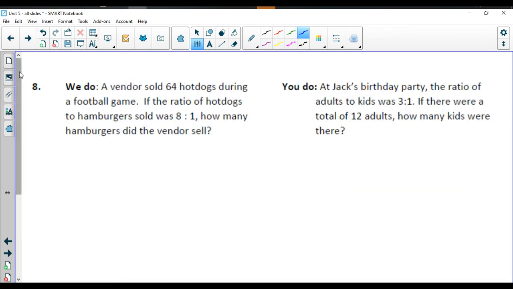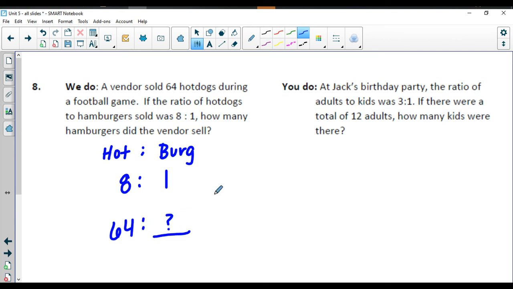Taking a look then at question number 8, this is another we do, you do. So this is another type of ratio question we can see. A vendor sold 64 hot dogs during a football game. If the ratio of hot dogs to hamburgers was 8 to 1, how many hamburgers did the vendor sell? So we're going to use kind of that similar method. So we're talking about hot dogs to burgers here. Ratio is 8 to 1. And we know that there were 64 hot dogs sold. So we're trying to figure out how many burgers were sold.